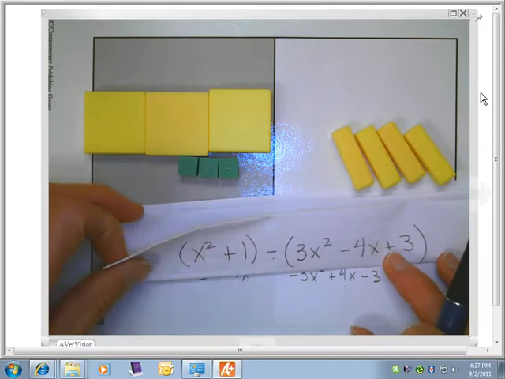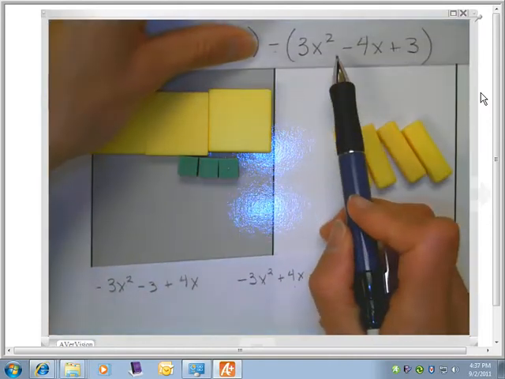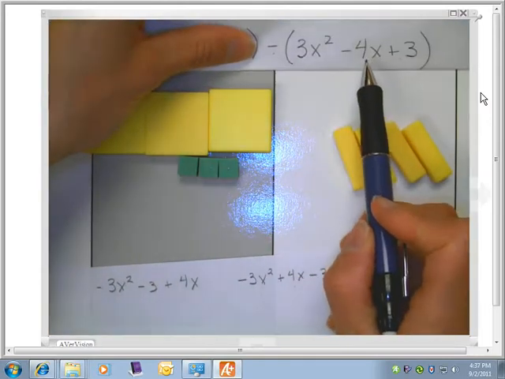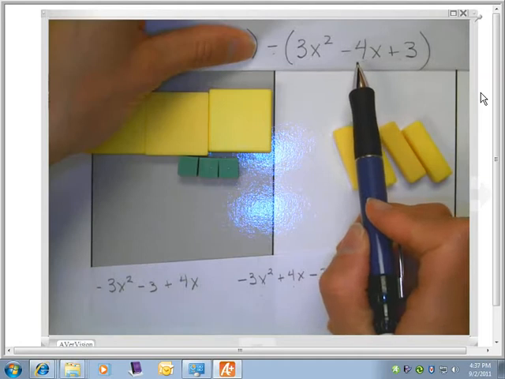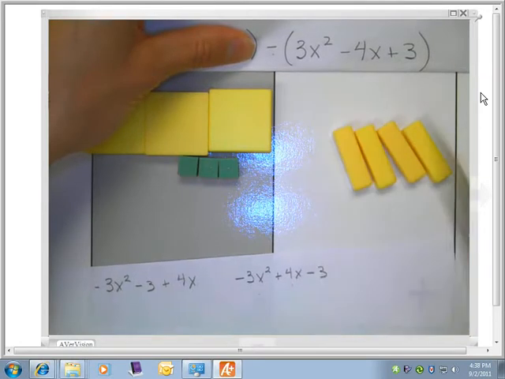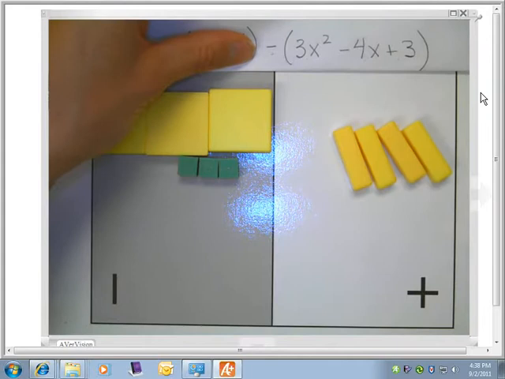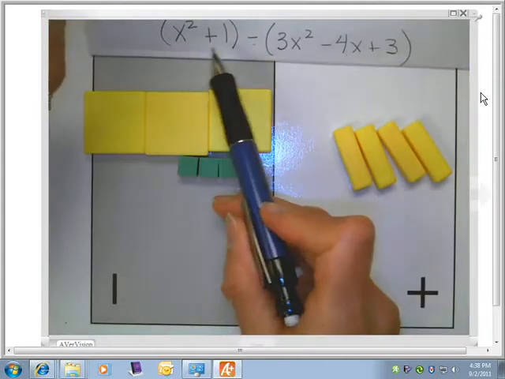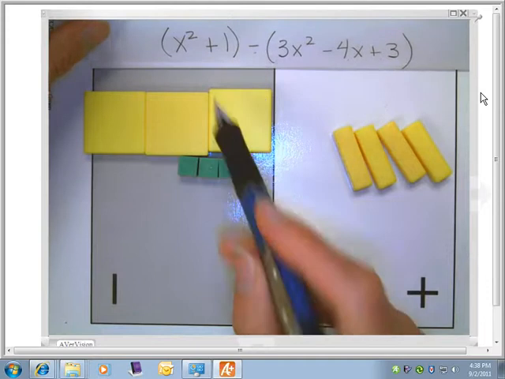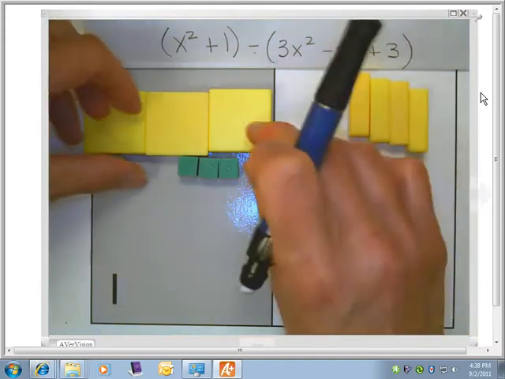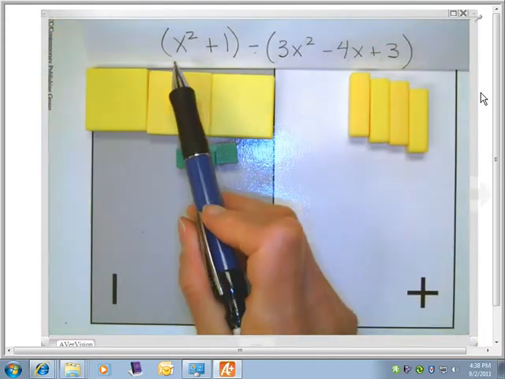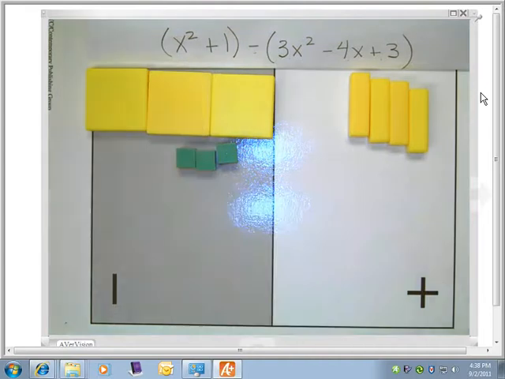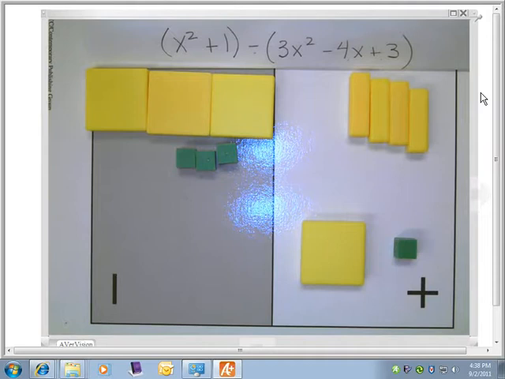Well, let's look at the whole problem now. So we did this half of the problem, which is what you need to do first, even though it's in the second part of the expression. Now I need to look at x squared plus 1. How many x squareds do I have? I only have one of them. And then I have a 1.